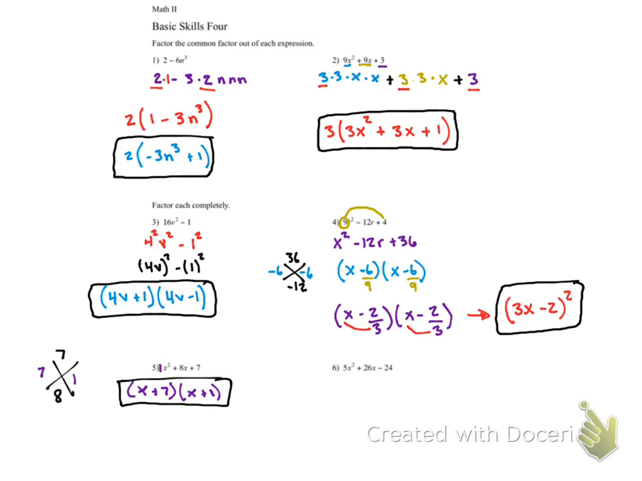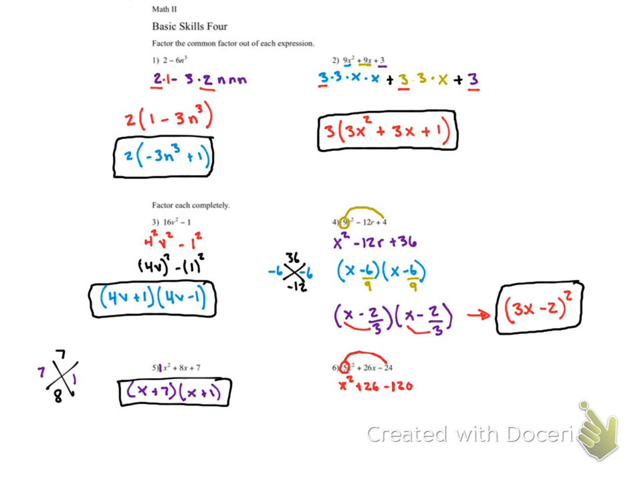Number 6, we check to see if we have a common factor between 5, 26, and 24. We don't. So next thing we do, force a to be 1. So this turns into x squared plus 26, negative 24 times 5 gives us negative 120.